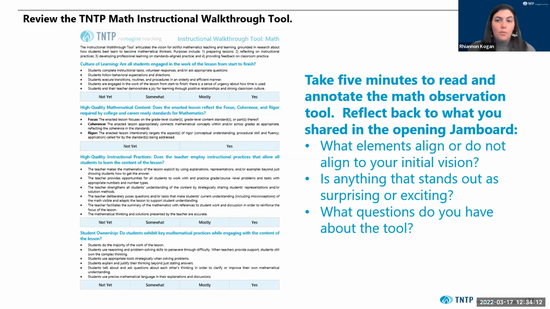For example, they are both hierarchical and they begin with culture of learning. They both emphasize the instructional shifts and they both close with student ownership. So those are those transferable best practices, but you'll see the nuances in the bullets underneath. Take 5 minutes now to read through the content section of this tool. Take notes and write down questions or anything that jumps out to you.